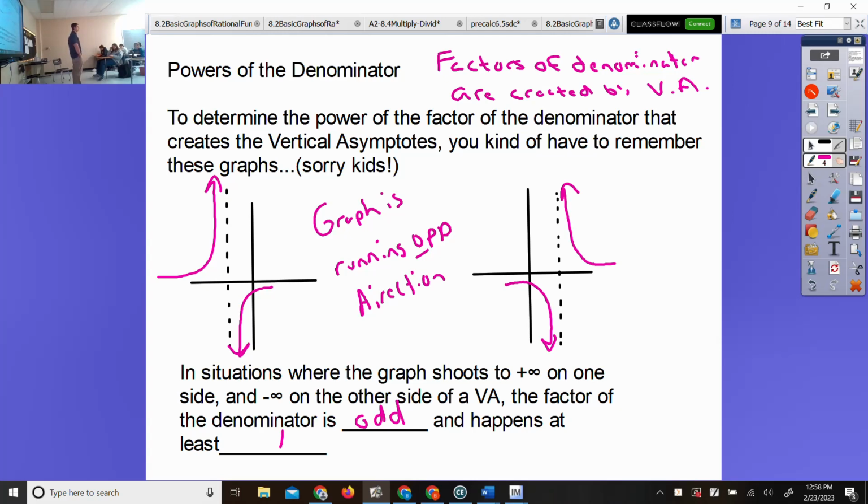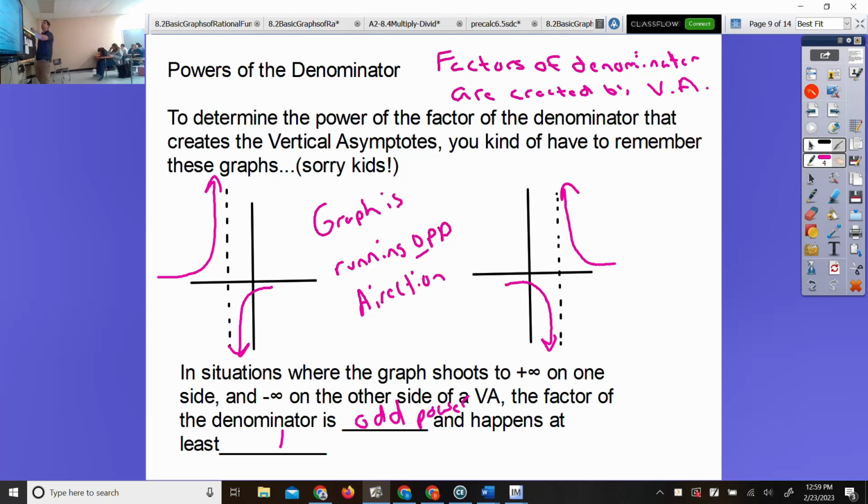More stuff. It says in situations where the graph shoots to positive infinity on one side and negative infinity on the other side of the vertical asymptote, which is what those graphs are representing, the factor of the denominator is going to be an odd. It's going to happen at least one time. I guess it should say odd power, maybe. That's what happens if the graph is behaving opposite of each other.